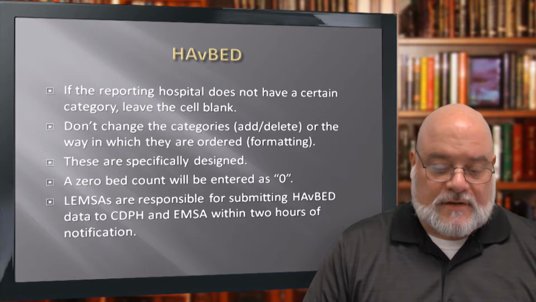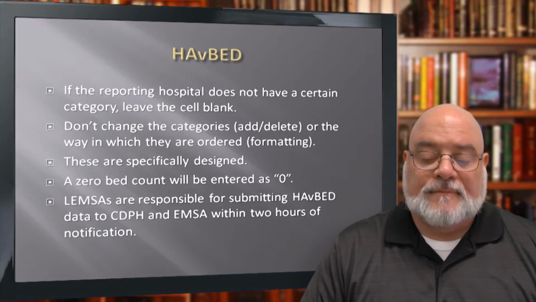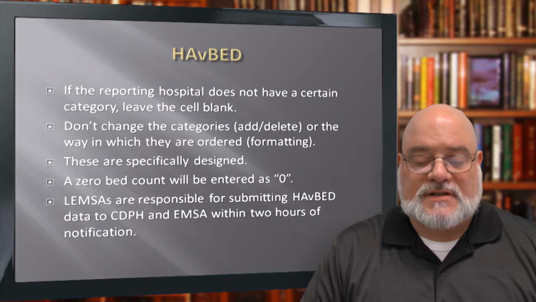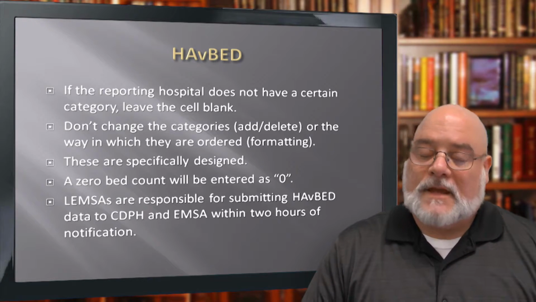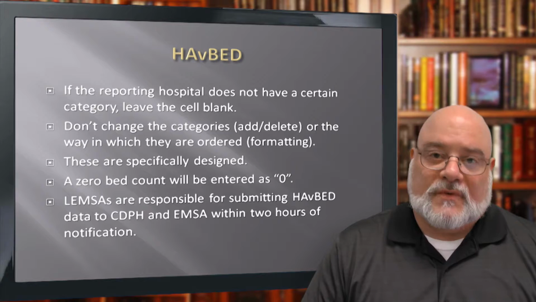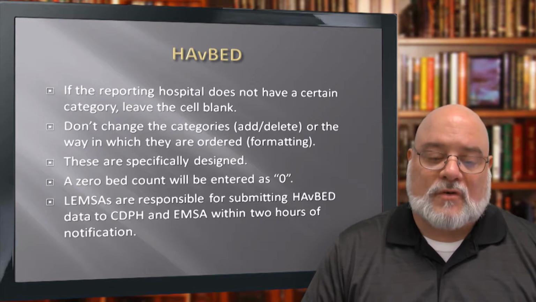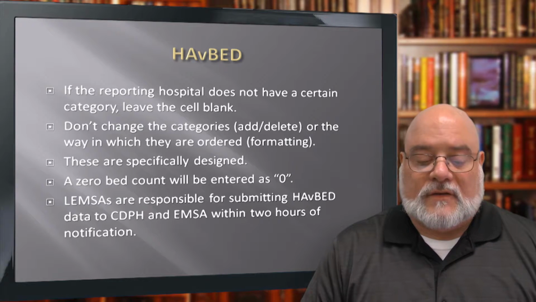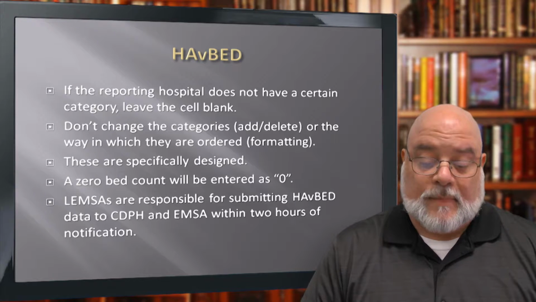As we said earlier, if the hospital does not have a certain category of bed or capability, such as ICU in a critical access hospital, you leave the cell blank. You don't change categories, you don't add or delete, or change the way that they ordered formatting. This is specific data and would disrupt the normal flow in the software. A zero bed count, again, will be entered as a, quote, zero.